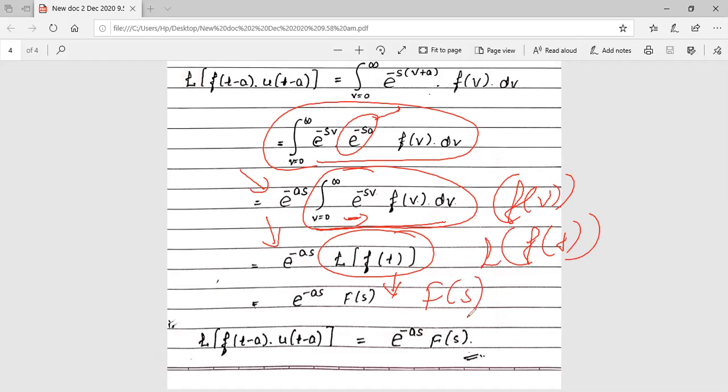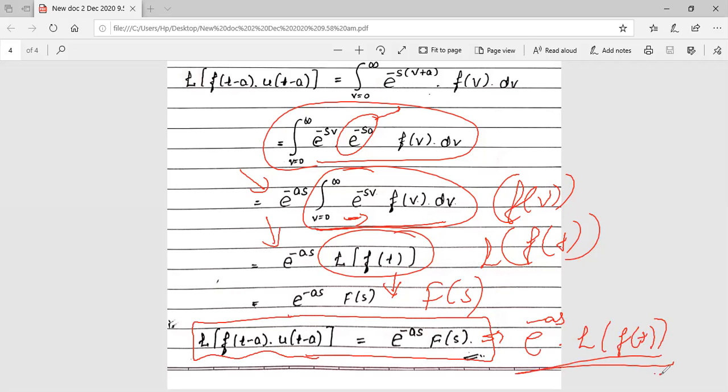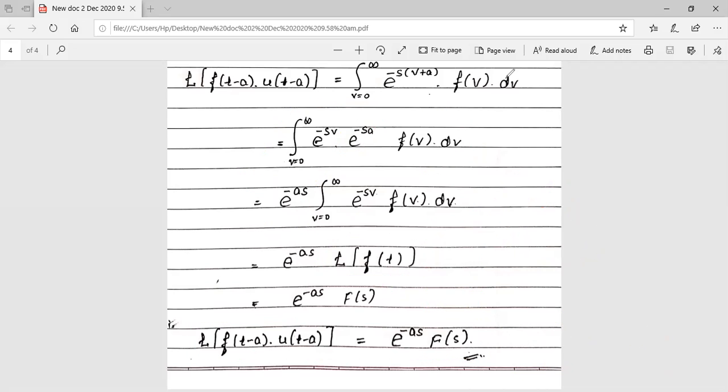And our final resultant answer is: Laplace transformation of f of t minus a into u of t minus a is equal to e to the power minus as into Laplace transformation of f of t. I hope you understand this property.